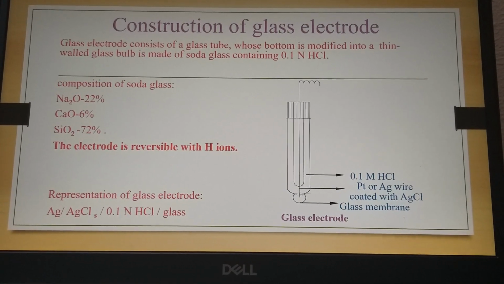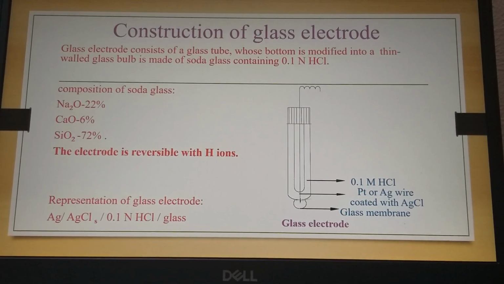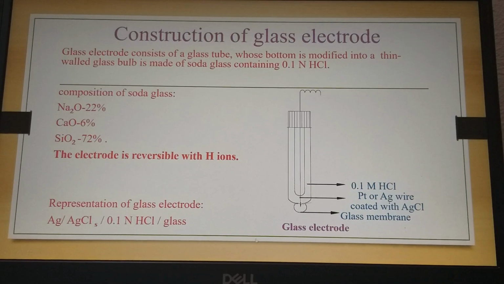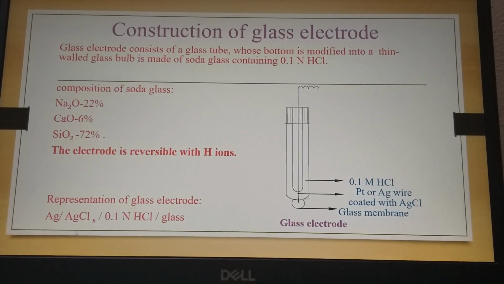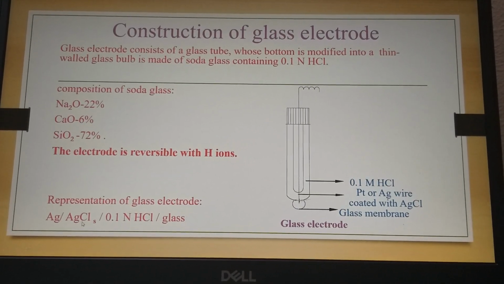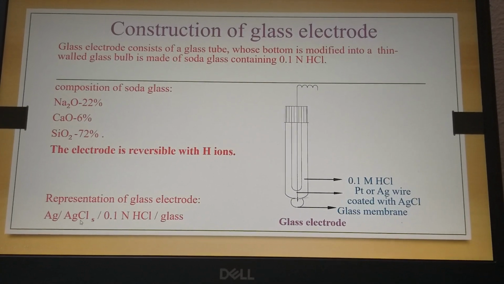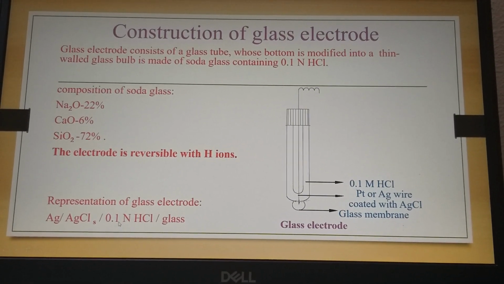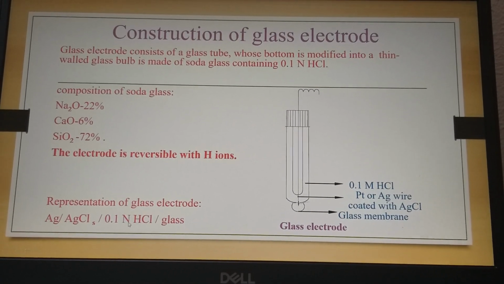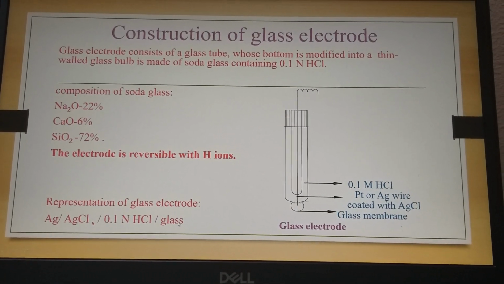We can represent the electrode as I have shown here. First we will write the internal reference electrode, that is AgCl. Then we will write the internal electrolyte, that is 0.1 normal hydrochloric acid, and then the glass membrane.